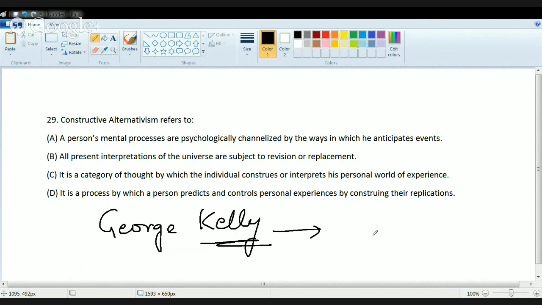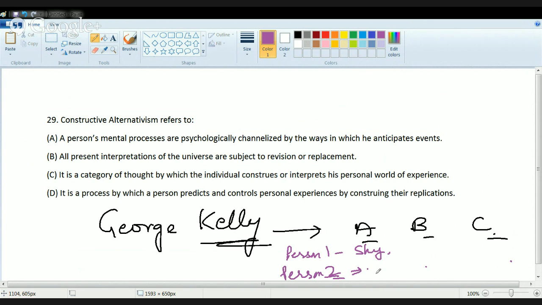For example, if I am seeing three persons A, B, and C, I can interpret this in my own way. Supposedly, I am person 1. I have my own interpretation about these three people. Then there is a person 2 who has a different interpretation about these three. Okay, so what Kelly said, we are open to interpretations, and all the interpretations we make are subject to revision or replacement.